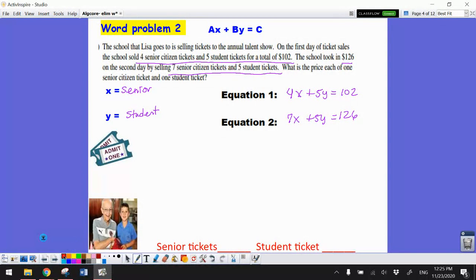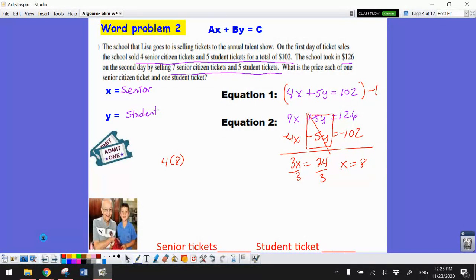So I'm closer, but I know I need to multiply one of these by a negative 1. So let's multiply the top line. So negative 4x, negative 5y, and a negative 102. And let's go from there. So those are gone. 7 minus 4 is 3. 126 minus 102, that's 24. Divide by 3. X is 8. Okay, let's substitute in.